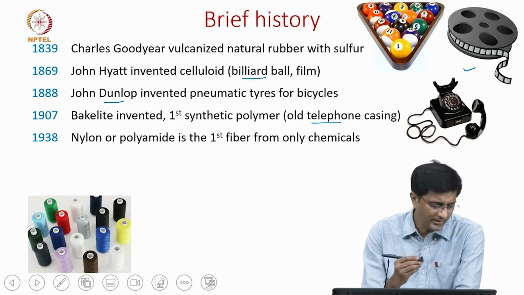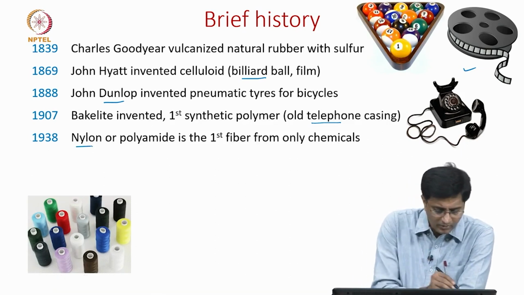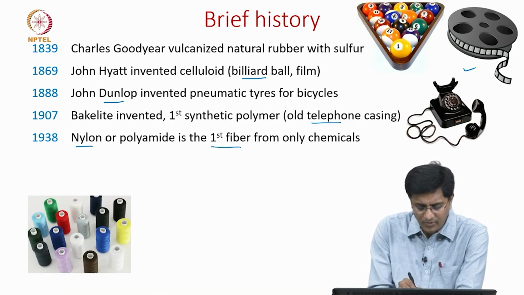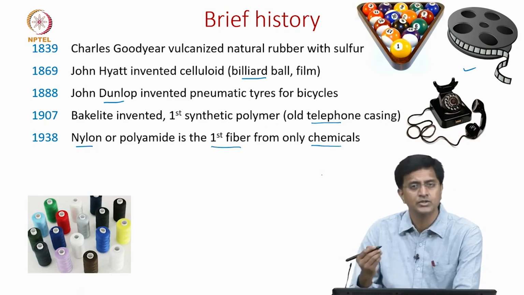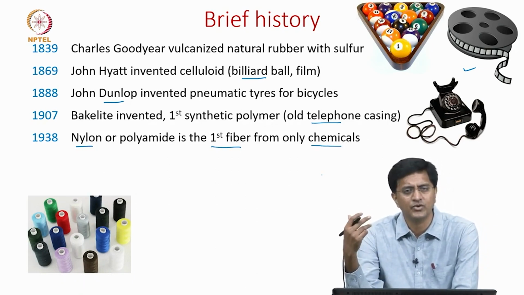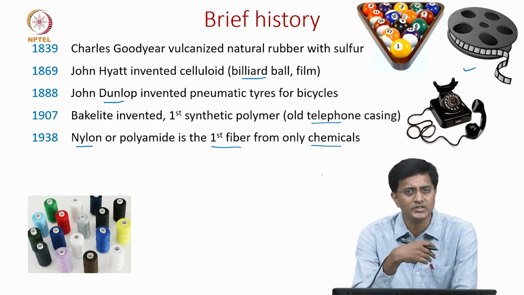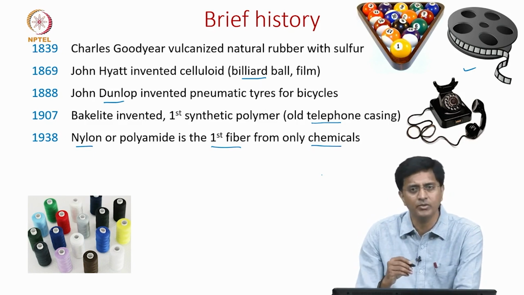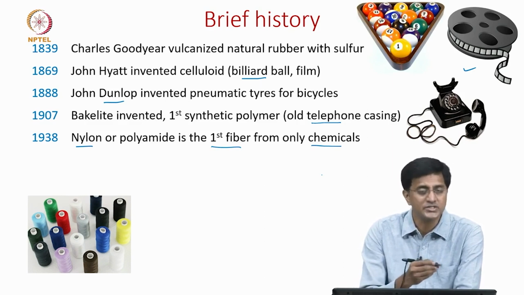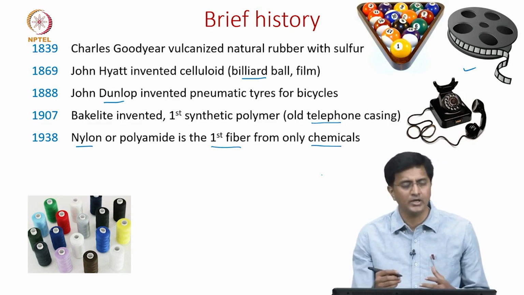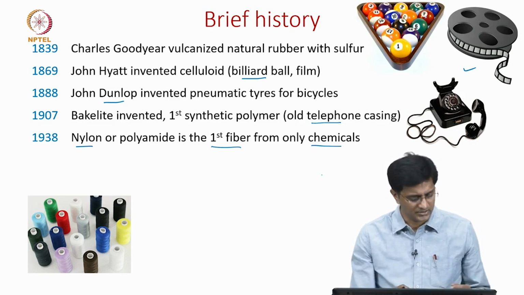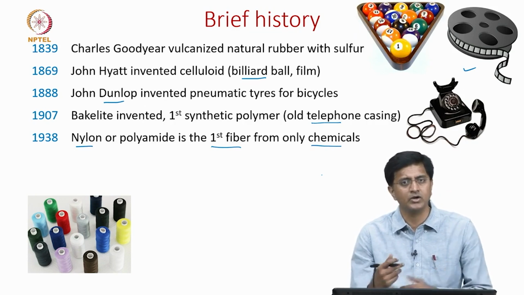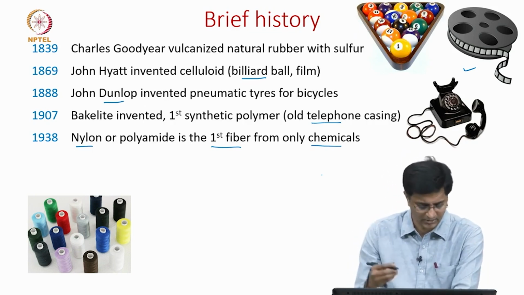Next, in 1938, nylon was invented. This is the first fiber made only from chemicals. So, fibers, as you know, have been used from ages. So, for example, the fabrics are all made up of fibers, and these fibers are coming from both natural as well as synthetic polymers. But nylon is the first synthetic fiber which has been invented, and it found several applications, such as, of course, clothing, but also in fishing nets and other applications.